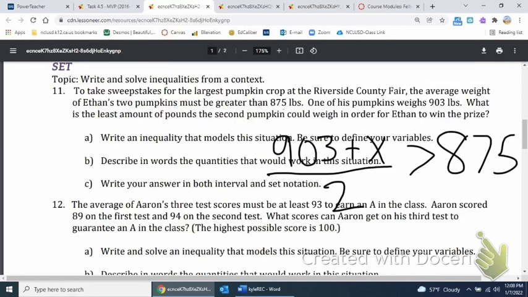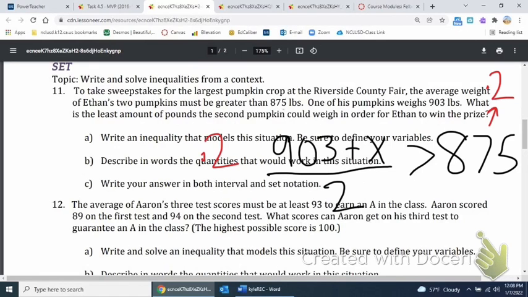So now, after we read through the whole problem, we've used every single number that the problem gave us. All the information, we used it to make the inequality. Now we just have to get X by itself, and that'll tell us how much the pumpkin would have to be to make sure it's bigger than 875. Okay, so we have a problem like this with the fraction. How do we get rid of the bottom?